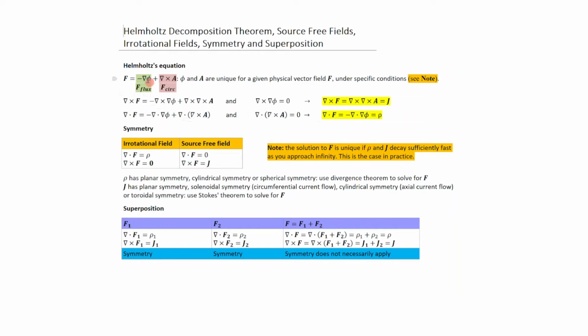So just briefly, the Helmholtz equation essentially said that we can represent a vector field in terms of the gradient of a scalar potential, and this was the flux component of the vector field, and the curl of a vector potential, and this was the circulation component of the field. These are unique for a given physical vector field under specific conditions, and you refer to the note here that the solution to F is unique if rho, which is a scalar density, and J, which is a vector, decay sufficiently fast as you approach infinity. And this is the case in practice. All physical problems generally will obey this condition.